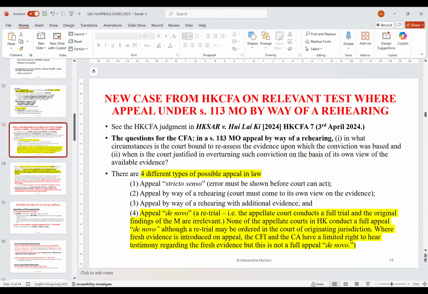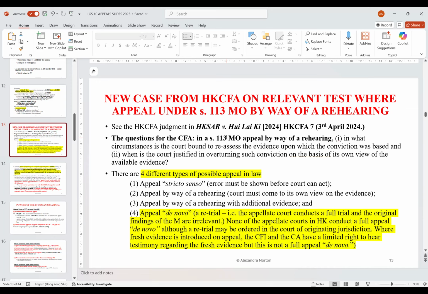Now, this is an important case, Hoi Lai Ki, last year in the CFI. Prior to this case, it used to be thought that whether you were proceeding under 105 or 113 of the magistrate's ordinance, you had to show that the magistrate's decision was plainly wrong or illogical in order for the CFI judge to overturn that decision. But Hoi Lai Ki clarified that for an appeal by way of a rehearing under section 113, you do not need to show an error by the magistrate.